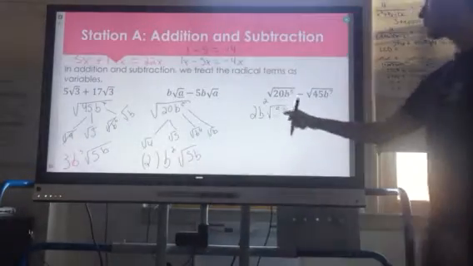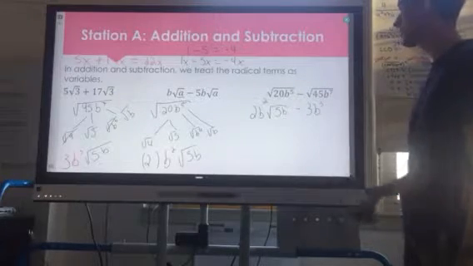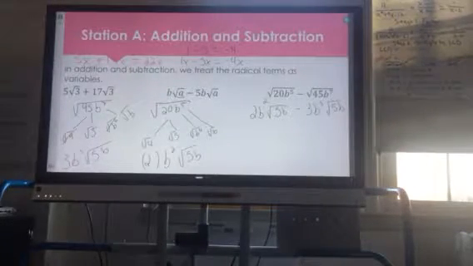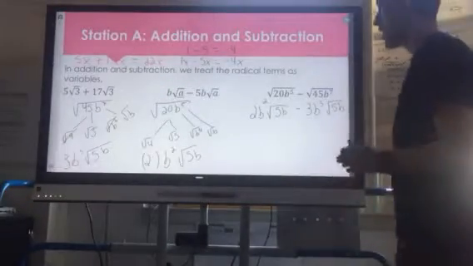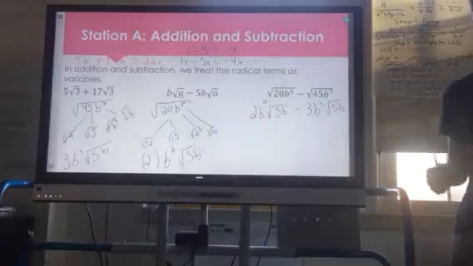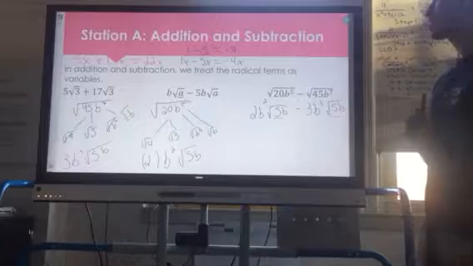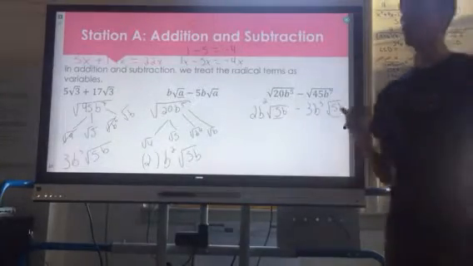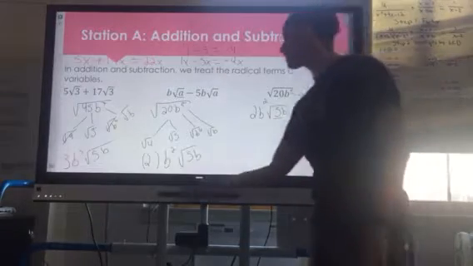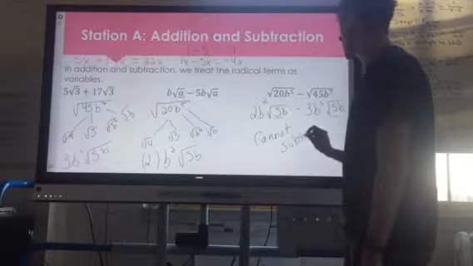So now I have 2b squared times the square root of 5b, subtract 3b to the 3rd times the square root of 5b. So now when I'm trying to subtract, I need to make sure that I have like terms. I may have the same like radicals, but I also need to look at the coefficients. I see that the coefficients are not like terms either, because I have b to the 2nd and b to the 3rd. So you cannot subtract, because they are not like terms.